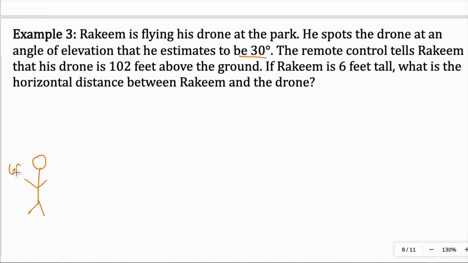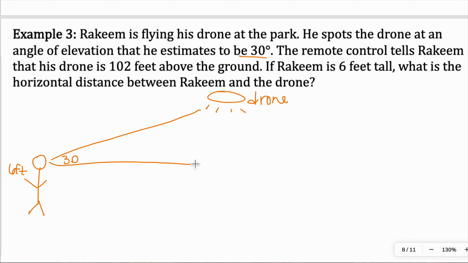So here's Rakim at 6 feet tall. Here's my drone. Make it look like a UFO. The remote control, and he's doing angle of elevation here. The remote control tells Rakim that his drone is 102 feet above the ground, but because Rakim is 6 feet tall, that means my total measurement from Rakim's eyes to the top of the drone is going to be 96.